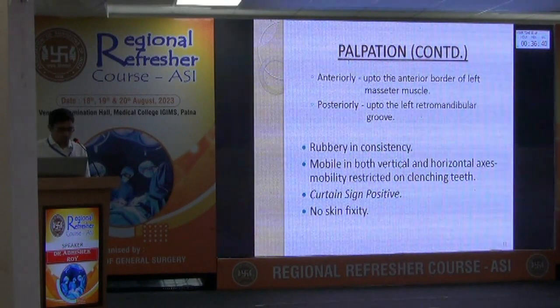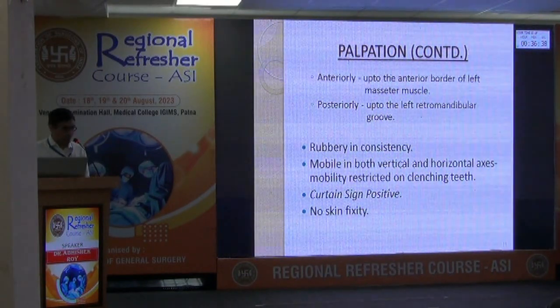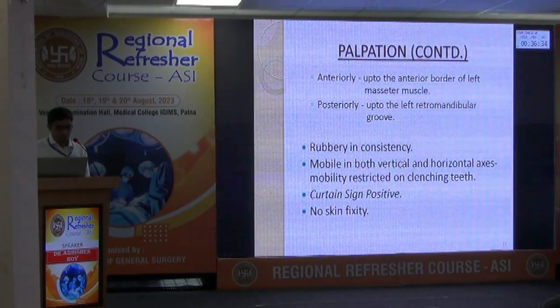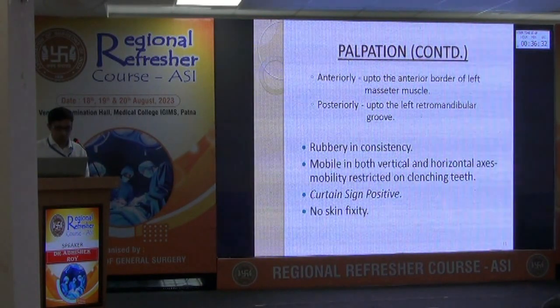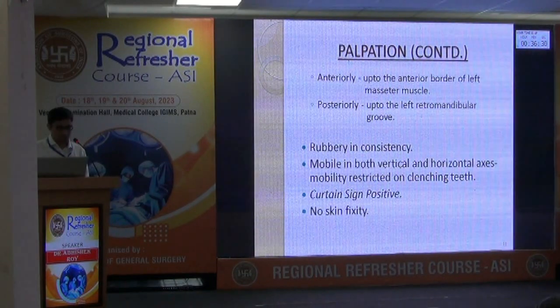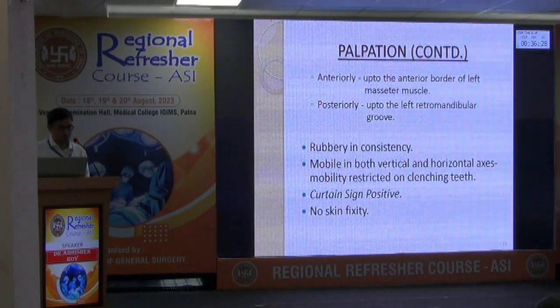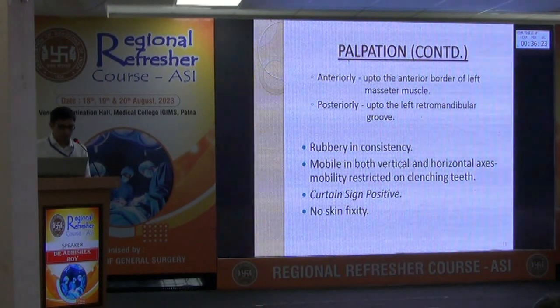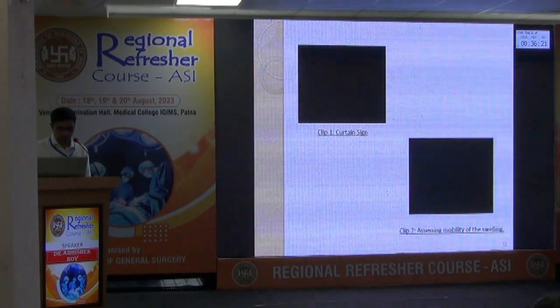The consistency was somewhat rubbery, meaning variable consistency was present, and it was mobile in both vertical and horizontal axis, although on clenching the teeth or contraction of the masseter, it was somewhat restricted. The curtain sign was positive and there was no skin fixity present.